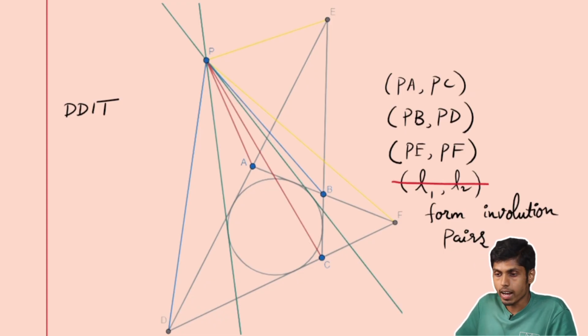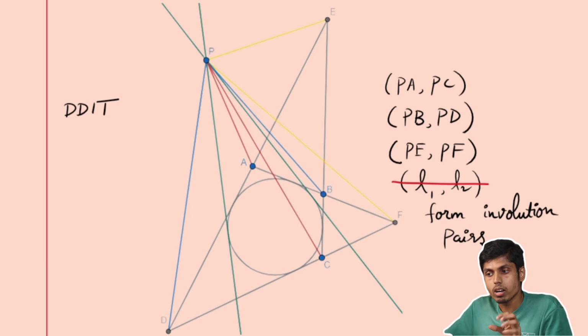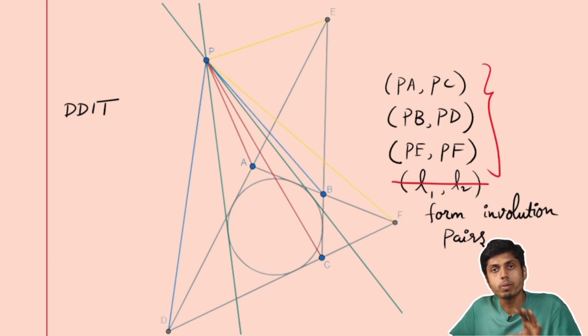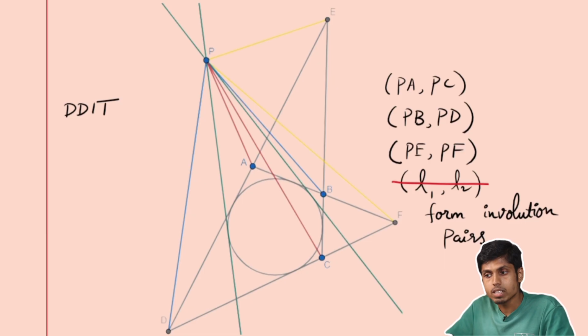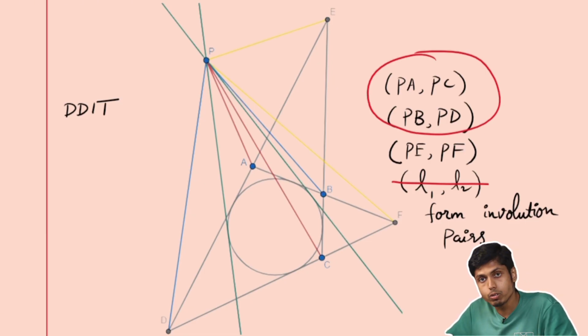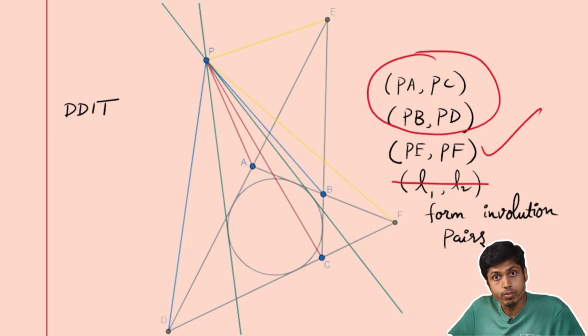You can extend this theorem, or in fact it's a special case of the theorem where L1 and L2 go invalid if the quadrilateral is not tangential, which means you cannot inscribe a circle inside the quadrilateral. So leaving out L1, L2, the three remaining pairs define an involution map. As we know, two pairs define an involution, the third one will satisfy that involution map. Let's solve a problem by applying this DDIT and learn from that.